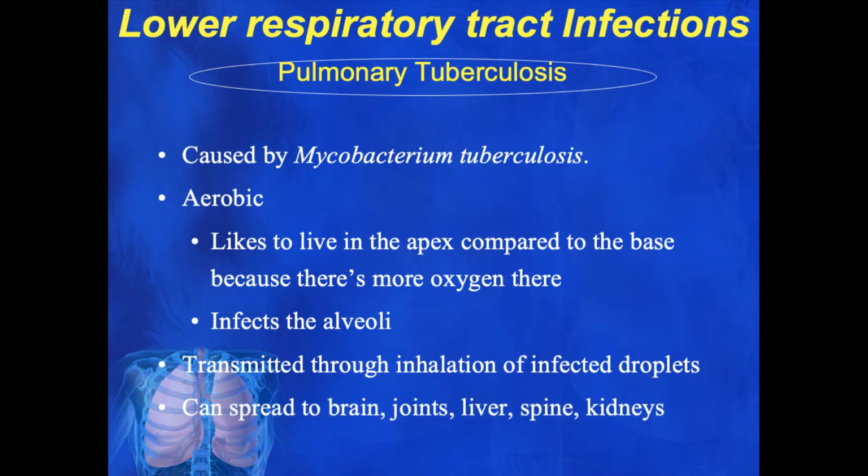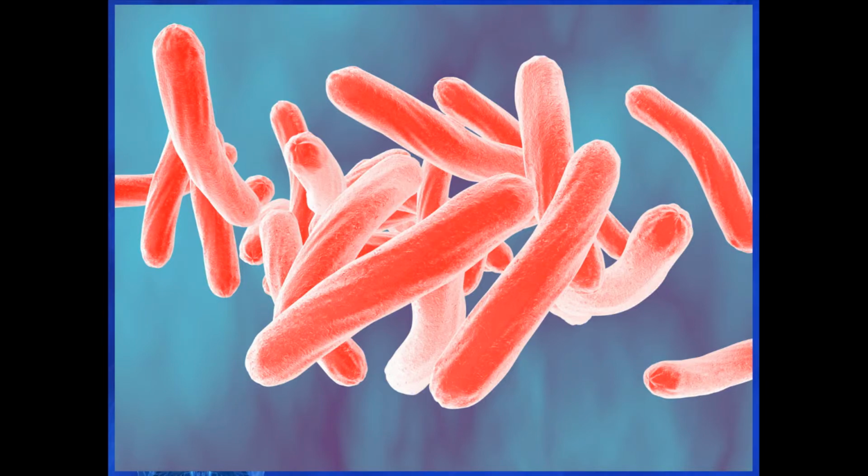But now, tuberculosis, we know, is something that goes into the lungs, but it can spread, and it can go to the brain, joints, liver, spine, kidneys, even into the bones. And this is just showing you a picture of that bacteria. As a matter of fact, it stains red when you're testing for it.